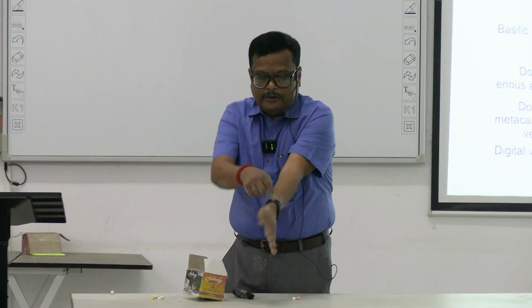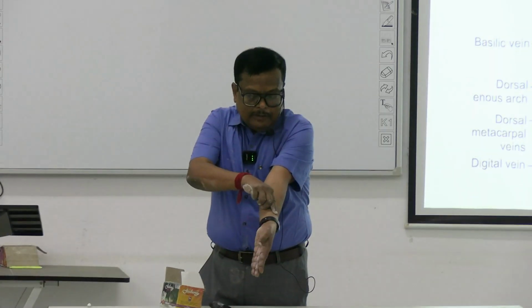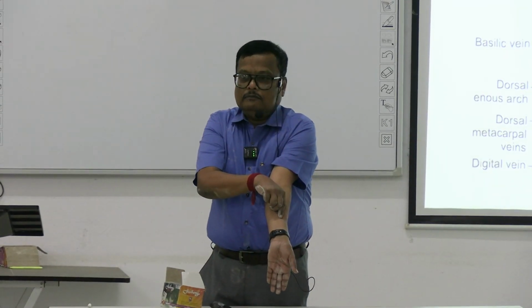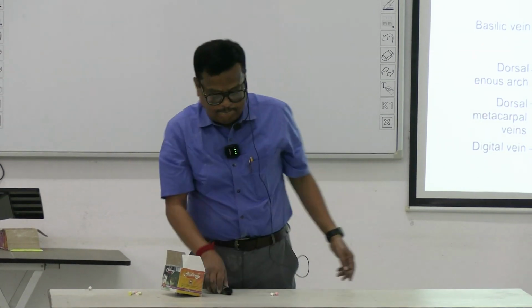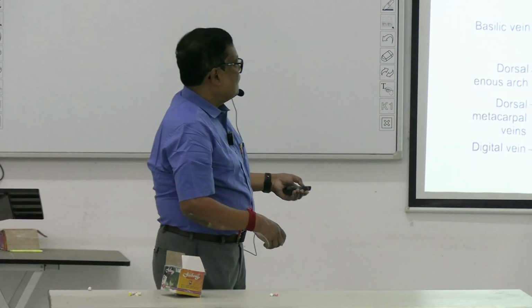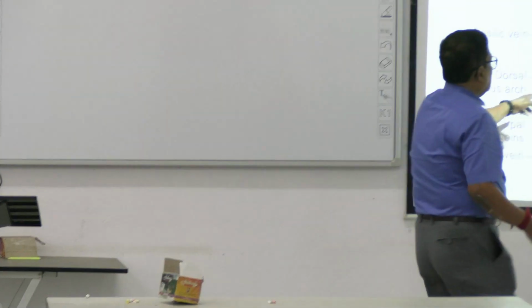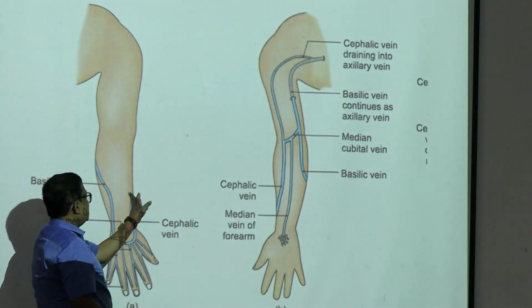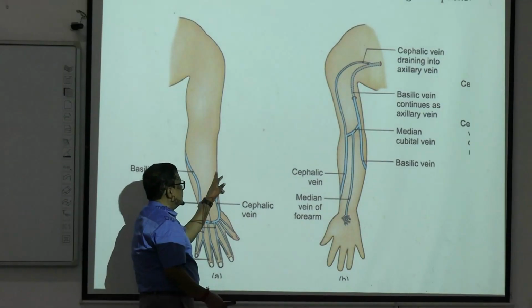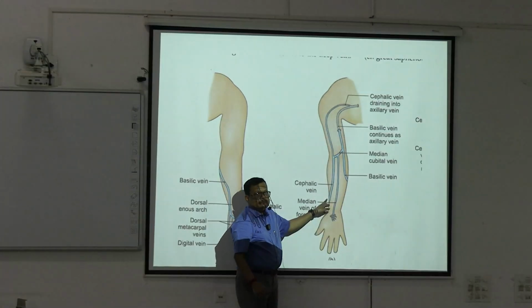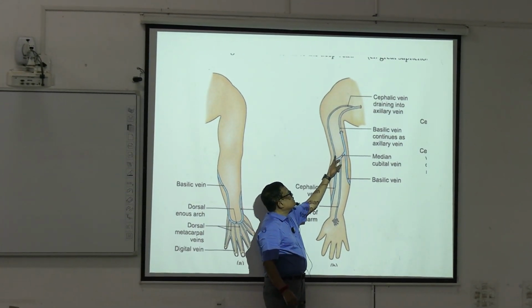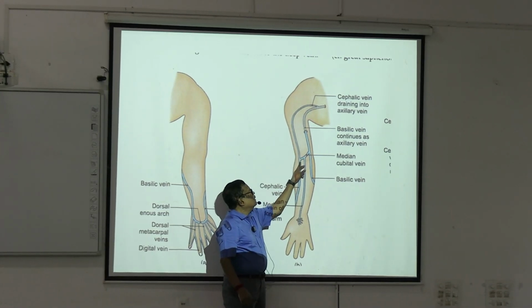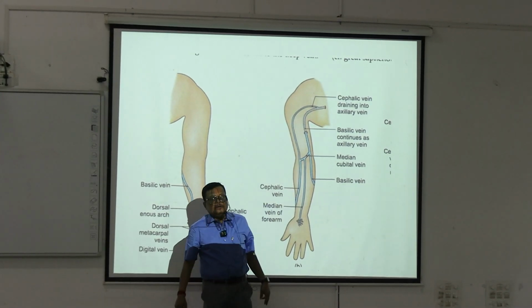It is the dorsal aspect. It starts here, but ultimately it comes here. Then from here it has been turned round the radial border of the forearm and comes here. Then it courses proximally upwards and crosses the elbow joint.